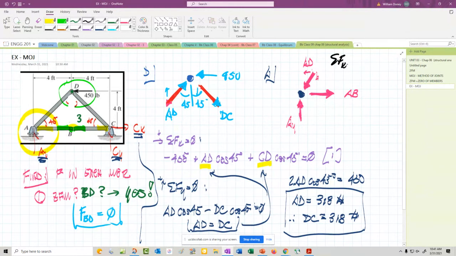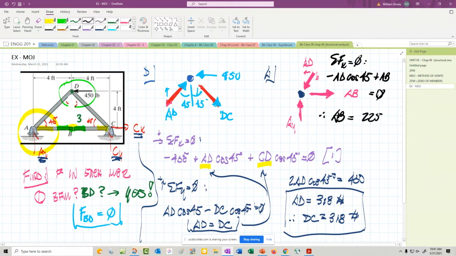I can solve forces in the x direction equal to zero. I'm going to get minus AD cosine 45 plus AB equals zero. And from that, I don't even have to do any more. Knowing what AD is, I can solve for AB, and that should come up with 225 pounds. Since it's pulling on that, it would be under tension. Going back to these other ones, AD is pushing on it, so it's compression. DC is pulling on it, so it's tension.